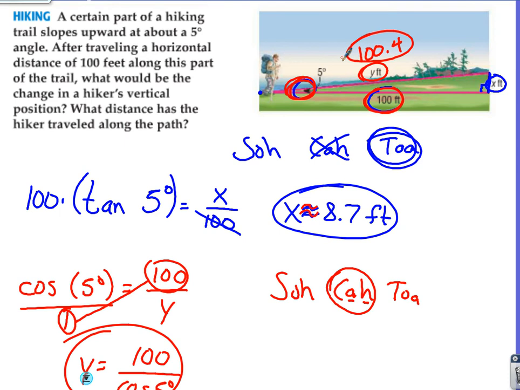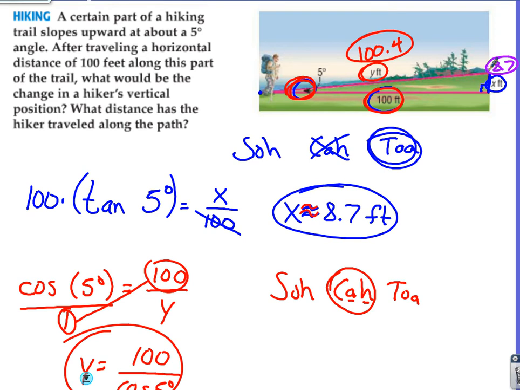So it wasn't much bigger than 100, was it? Because that incline wasn't a very steep incline. So the distance from here to here was 100. The distance from here to here was 100.4. Now let's work it the other way and just see how close we would have gotten. The distance from here to here is 8.7, roundabout. The distance from there to there was 100.